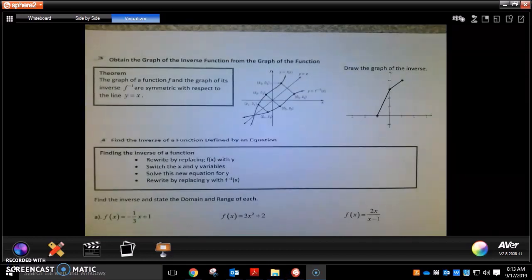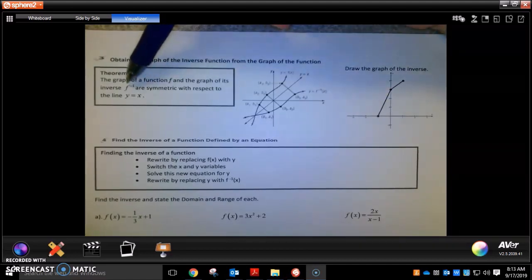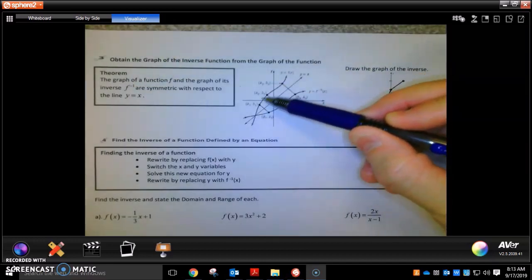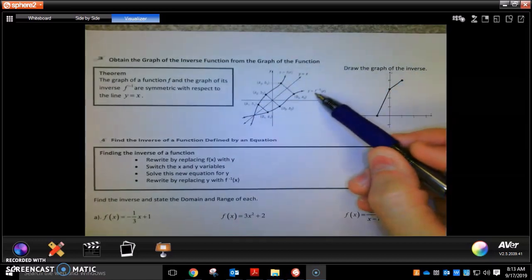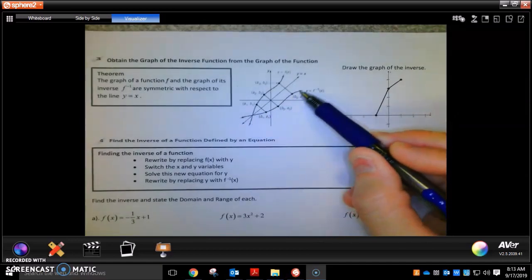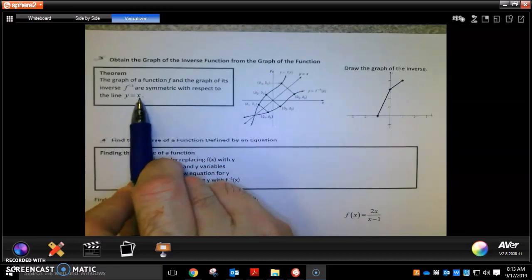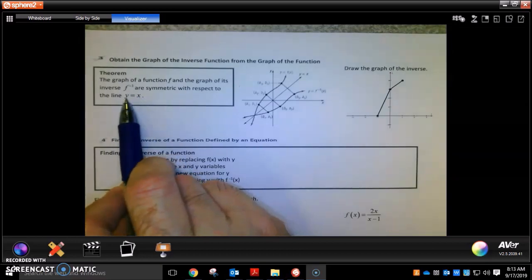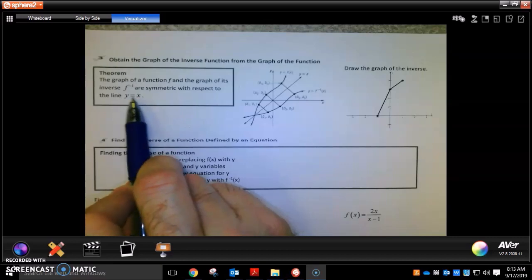All right, since a function and its inverse, you literally just switch the domain and range, then the graph of a function, here's f of x, and the graph of the inverse function are going to be symmetric across the line y equals x, because that's literally what we're doing. We're taking the x's from one and making them the y's of the other, and taking the y's of one and making them the x's of the other. So these two are going to equal each other.